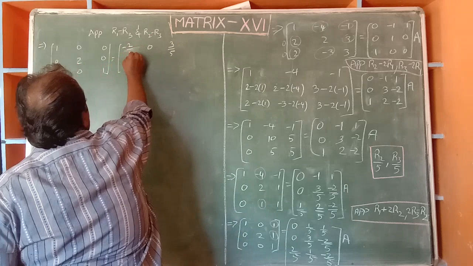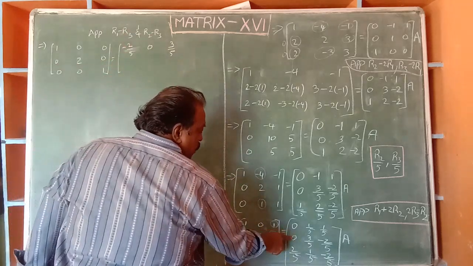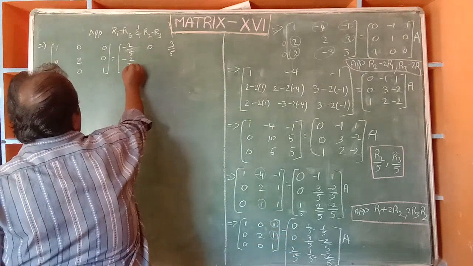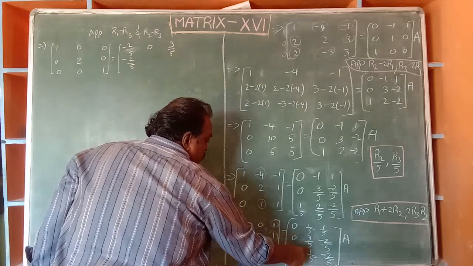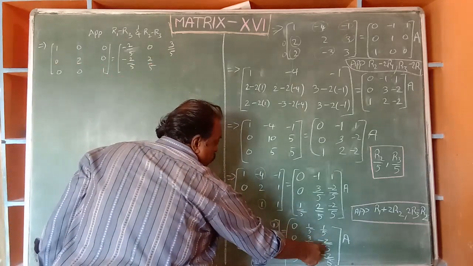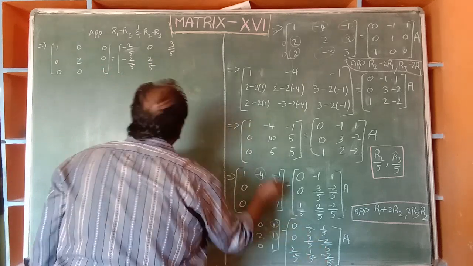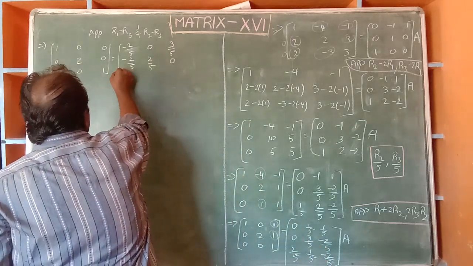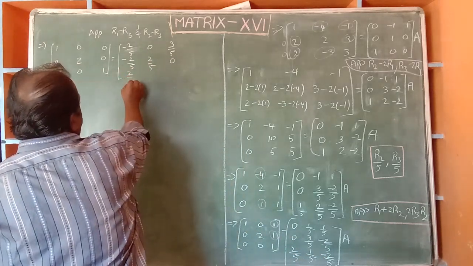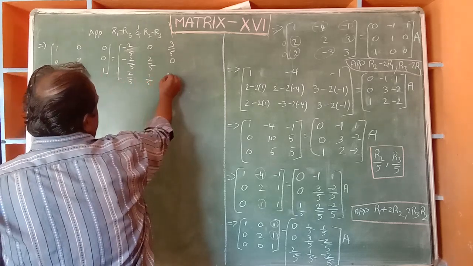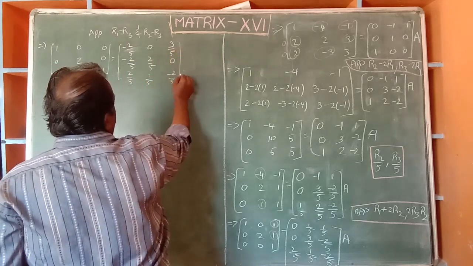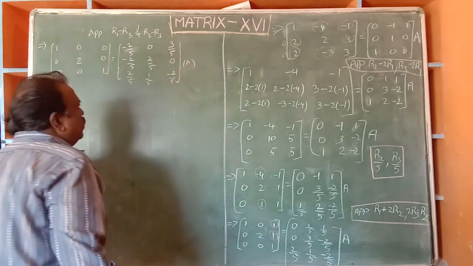Right. Next, R2 minus R3. 0 minus 2 by 5, it is also minus 2 by 5. 3 by 5 minus 1 by 5, that is 2 by 5. Minus 2 by 5 minus of minus, plus 2 by 5, we get 0. Okay, now the third row as it is: 2 by 5, 1 by 5, and minus 2 by 5 into A is there.